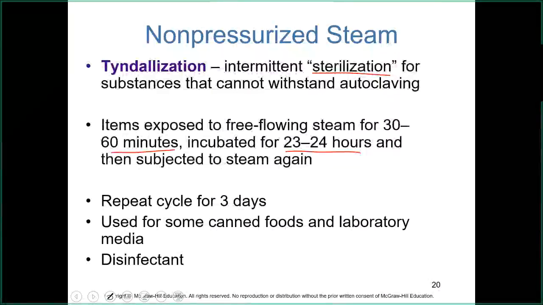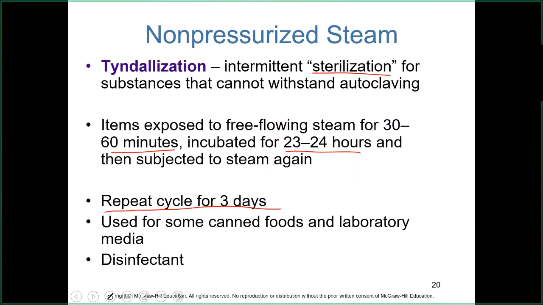And that'll kill off those vegetative cells. So you're knocking back the number of endospores each time, and the number of vegetative cells that can come from those is limited. So you steam for an hour, you cool for a day. You steam for an hour, you cool for a day. You steam for an hour and you cool for a day. That typically is the cycle, 3 days' worth of that. And each time the number of organisms present is going to decline.